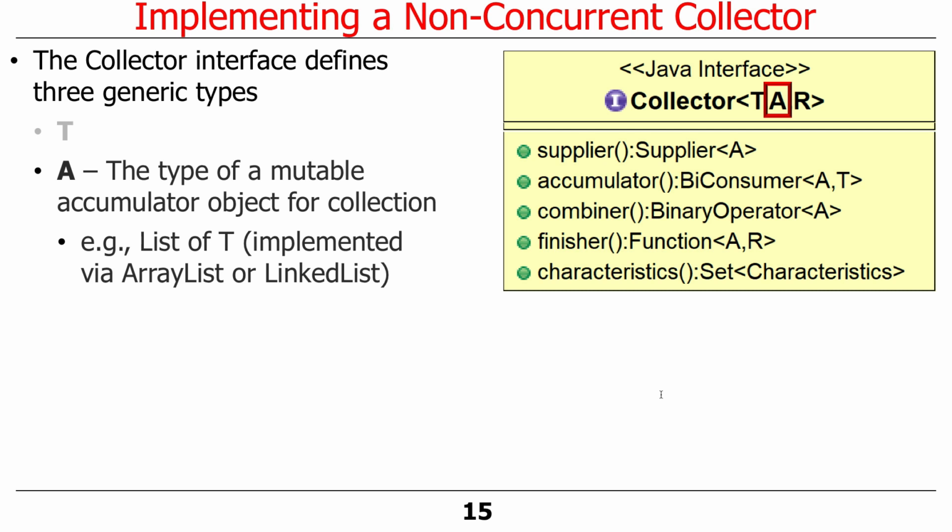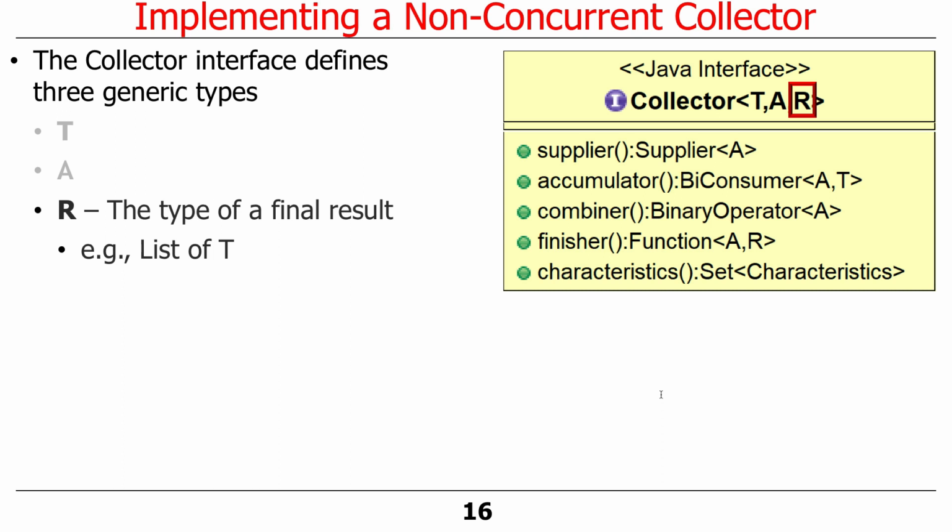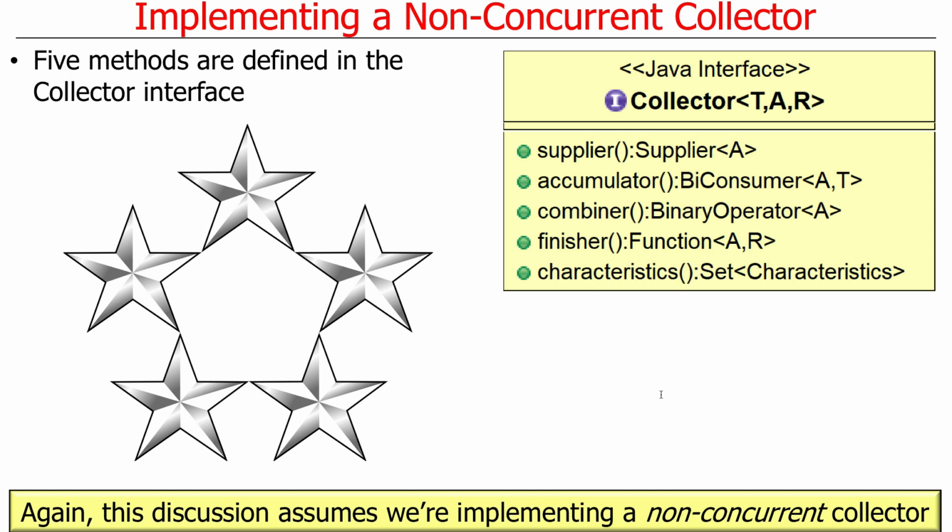The next type, A, is the type of accumulator object that's used for the collection. It's intended to be mutable. All that means is that you can update it. So we might have a list of T, which would be implemented as an array list or a linked list or something else. And then the final third type is R, and you might guess R stands for result. So it's whatever the collector is going to return when it's called. And you might have, for example, a list of T as the result type. So those are the three type parameters.